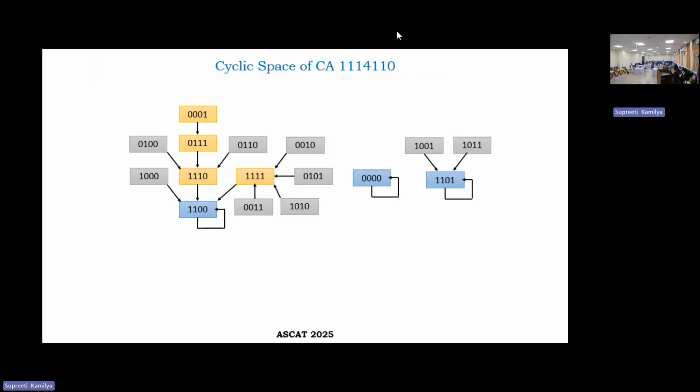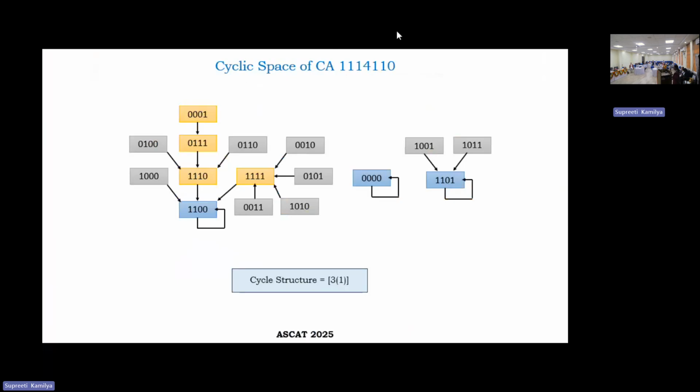This is one point. And what type of architecture do we want to get? This is the cyclic space of a particular five-neighborhood CA. Here we can identify that the number of cycles is limited. So what I told you earlier: if we increase the CSI and the count of cycles remains the same, then we can think it should be applicable for our design.